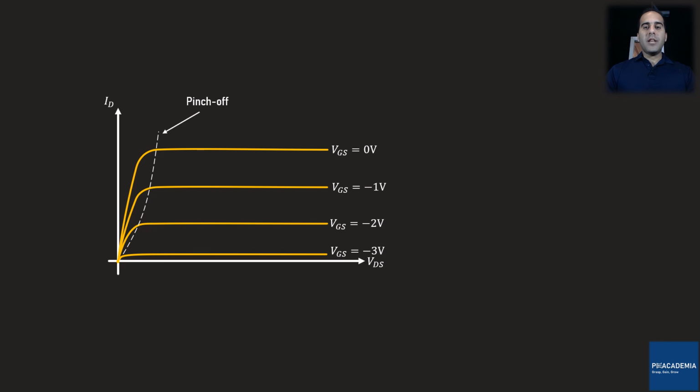On the left side of this curved line, the JFET is in the ohmic or linear region, and on the right side, the JFET is in the saturation region. If the negative gate source voltage is large enough, the JFET is in the cutoff region where no drain current can pass through the device.